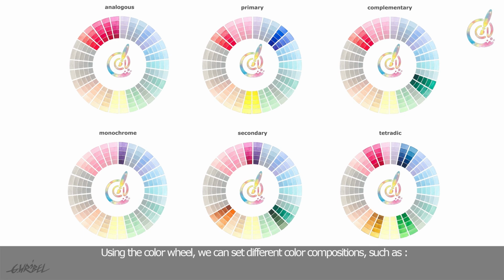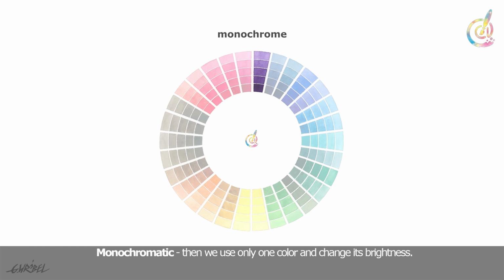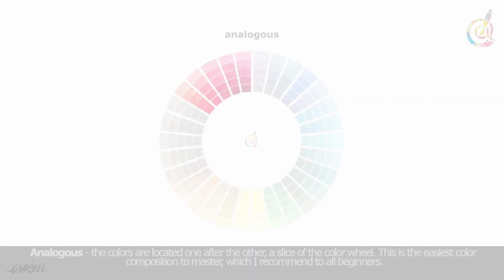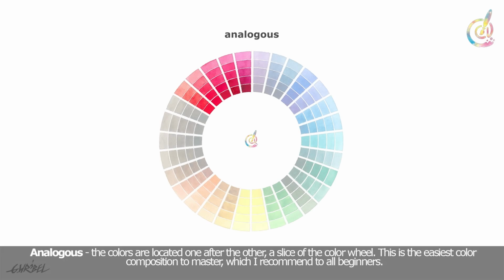Using the color wheel, we can set different color compositions, such as monochromatic, where we use only one color and change its brightness. Analogous, where the colors are located one after the other, a slice of the color wheel. This is the easiest color composition to master, which I recommend to all beginners.